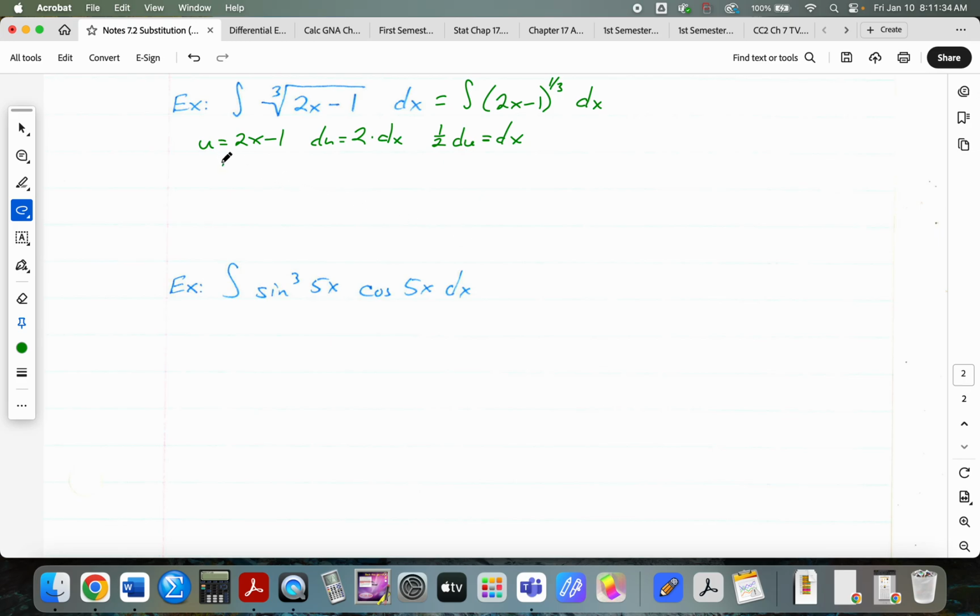So now I'll have the integral of u to the 1/3 times 1/2 of du. So I'll keep the constant multiple, take the antiderivative of u to the 1/3, which is 3/4 u to the 4/3, all plus c. So that would be 3/8 of 2x minus 1 to the 4/3 power plus c.